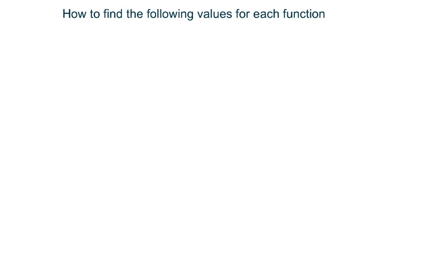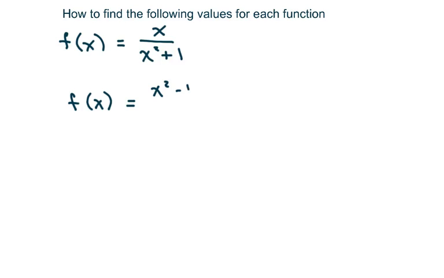Hi everyone, we're going to find the following values for each function. These are going to be rational functions, and the two that we're going to work on are f of x equals x over x squared plus 1, and the second one is f of x equals x squared minus 1 over x plus 4.